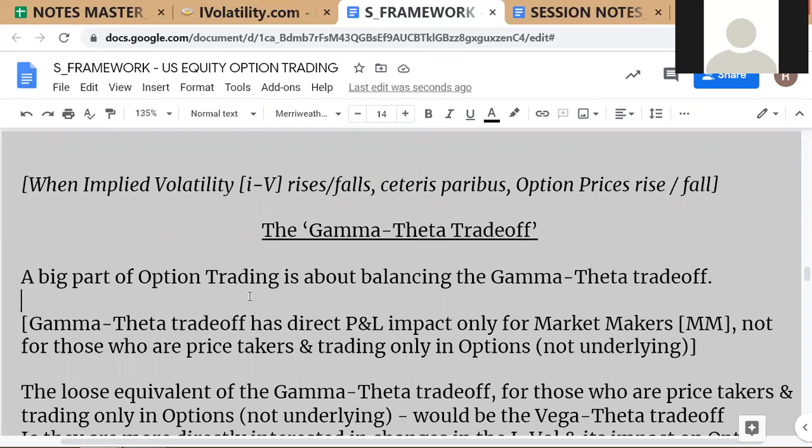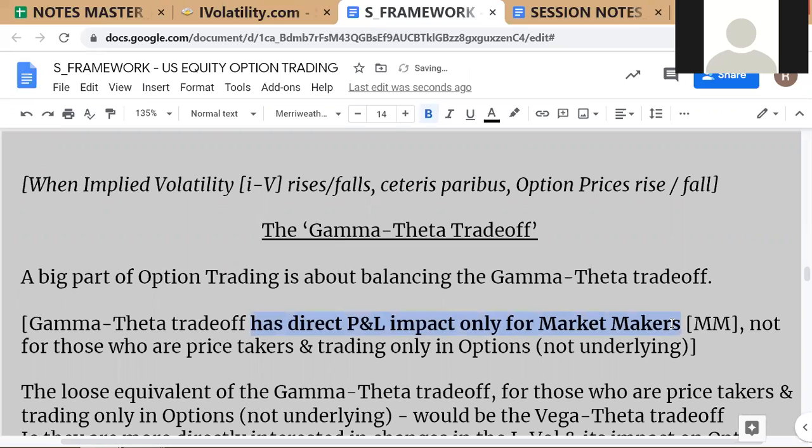Essentially here, I'm mentioning this. This is a very important topic in option trading, but it actually has direct P&L impact only for market makers. You're not going to be behaving as a market maker in this project, and we will not have time to train you to trade like market makers in this particular course or in this set of electives, because we don't have the time.